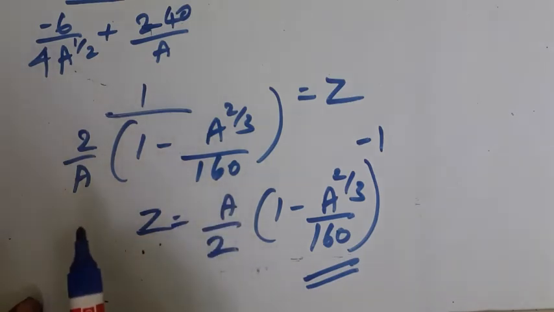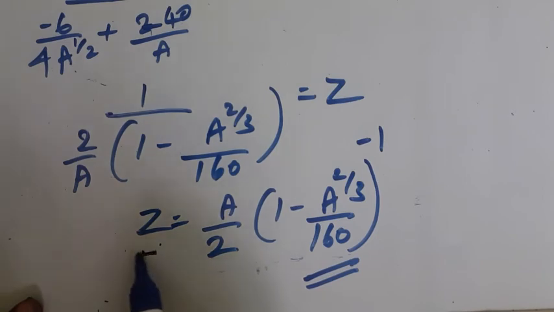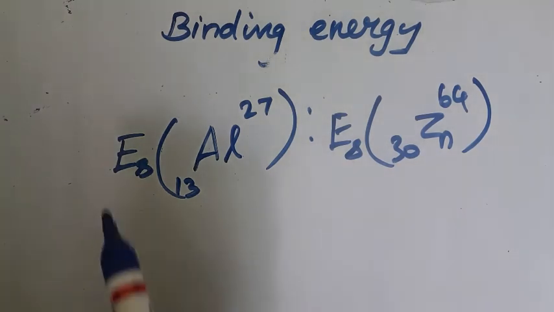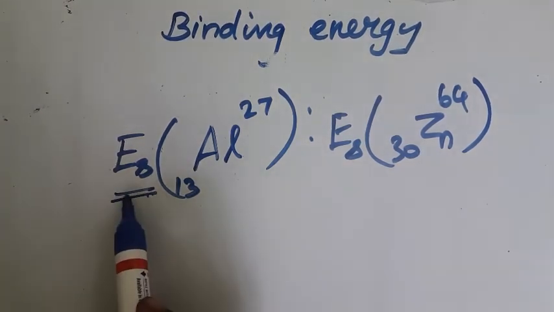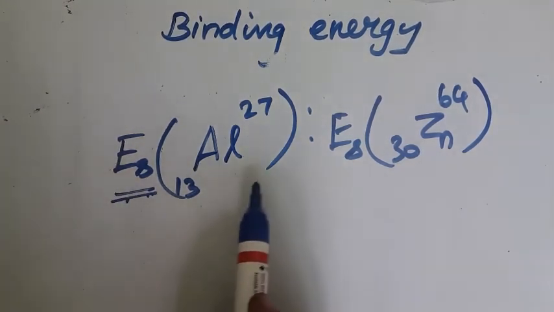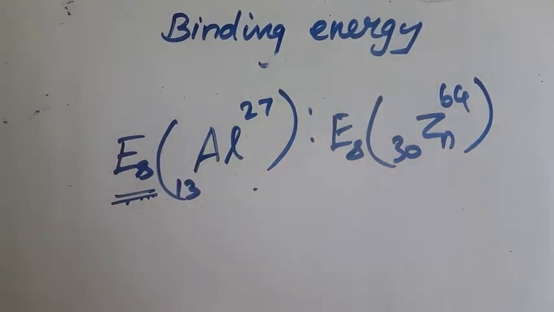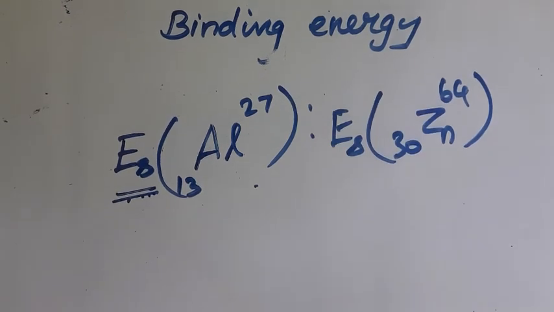So what is given is the binding energy expression. From the binding energy expression, we can find the Z of a stable isobar. In the semi-empirical mass formula, we should know the contribution of each term in the binding energy expression. In this problem, the surface energy per nucleon is asked. The ratio of surface energy per nucleon of aluminum and zinc is asked.